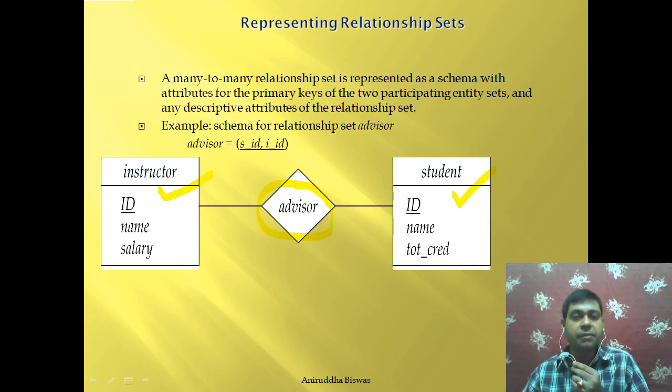Now this is a binary relationship because two entities are involved in this relationship. That is why we can say it is a binary relationship. But one instructor instructs many students, that is why it is one to many. If many instructors instruct many students, in that case it is many to many.